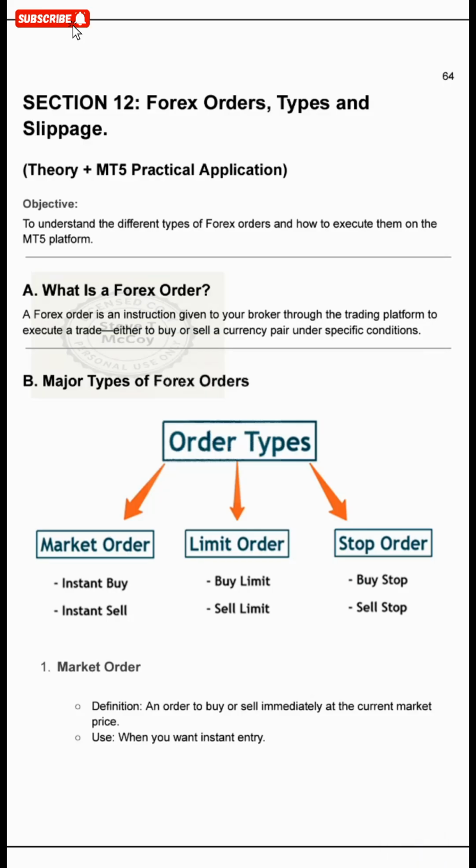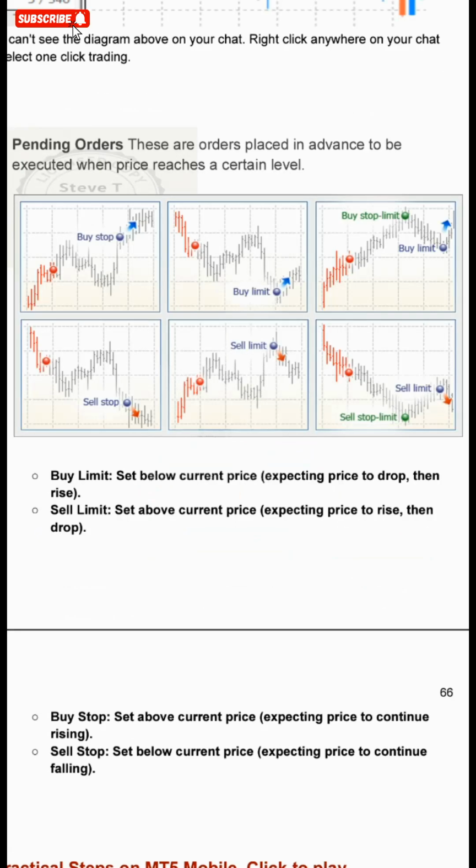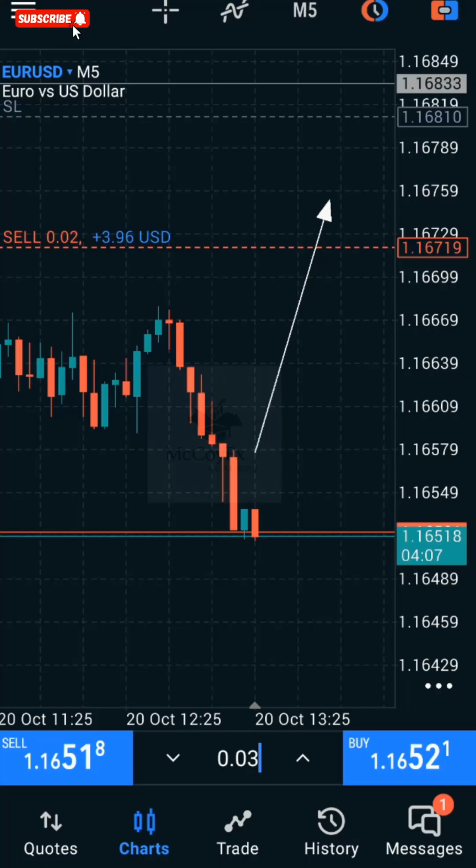Now the second one, let's go to limit order. Limit order, buy limit or sell limit. A buy limit means you're expecting the price to drop to a particular price and rise again. Sell limit is the opposite, set above current price, expecting the price to rise and then drop. Let's go to MT5 and see how we can apply it on the chart.